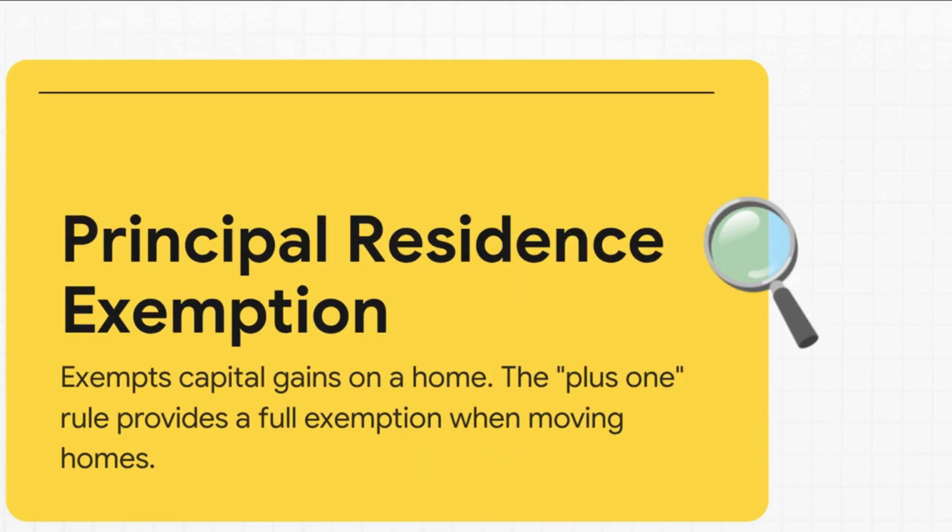For most of us, our biggest asset is our home, and that's where the amazing principal residence exemption comes in. There's this formula to make the gain on your home tax-free, and the secret sauce is that little +1. What's that about? It's fantastic. It lets you own 2 houses in the same year, like when you're moving, and still get the full exemption for both. It's a lifesaver.